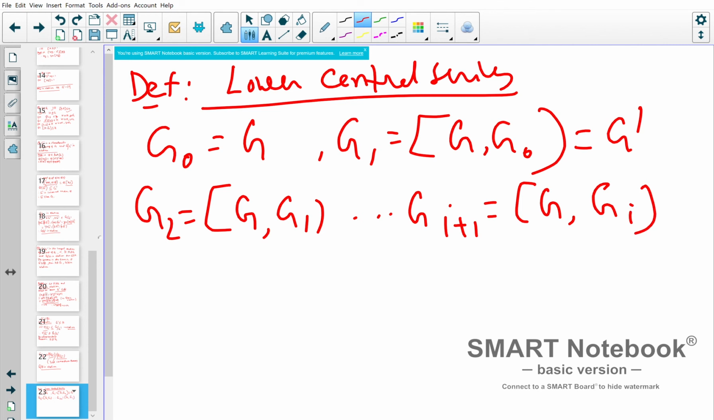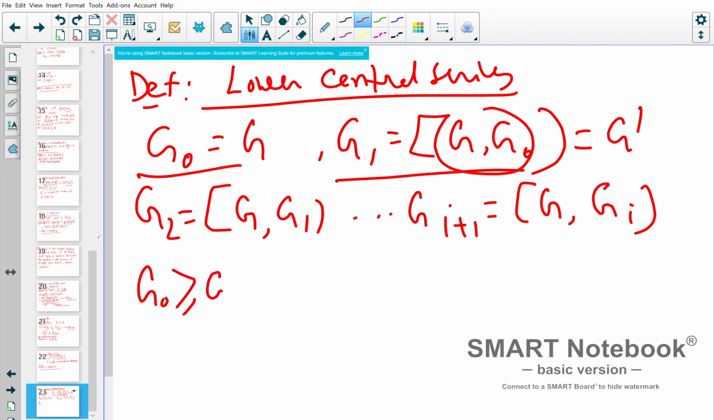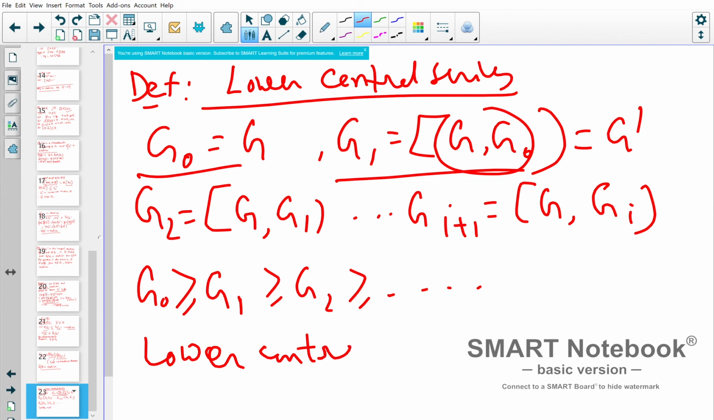Now if you define it like this, you see that this will be bigger and this will be smaller than this, right? The commutator subgroup, H dash is a subgroup of H, so this will be inside G dash. So G dash will be bigger, and then G1 and then G2 and so on. And this series is called the lower central series. And for a nilpotent group, the theorem is that this series will terminate at the identity.